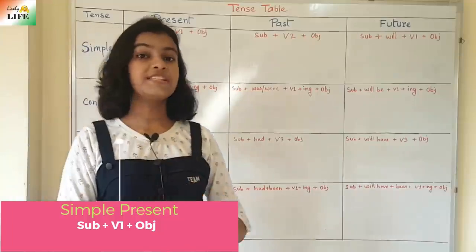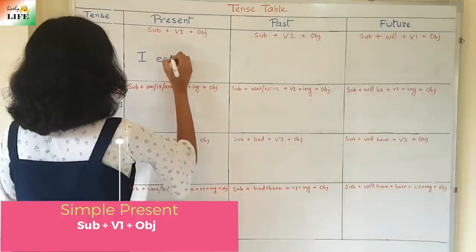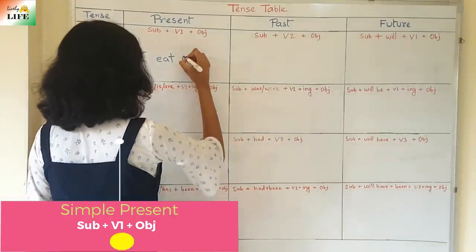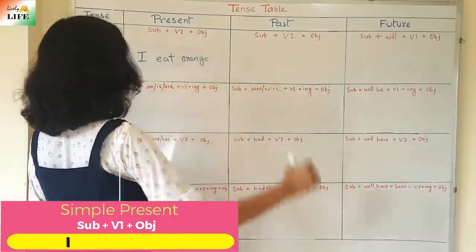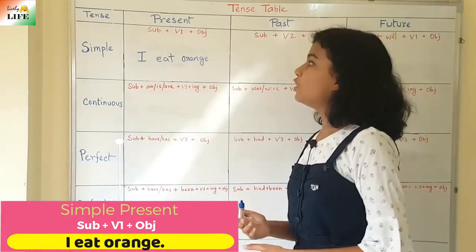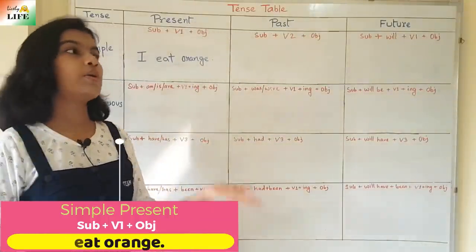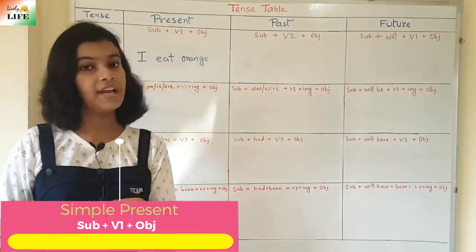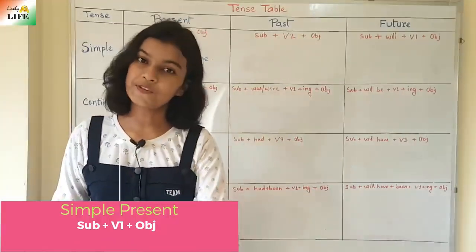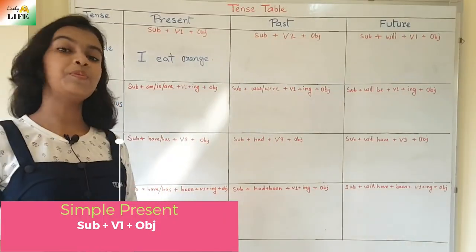Suppose eat. What is the V1 form of eat? Means the first form of verb. It is eat. I eat. And then the object, for example, orange. I eat orange. This is a simple present tense. Let's have another example like I play football. So play is the first form of verb, right? I play football. Then I go to school. So these are some examples of sentences in simple present tense.